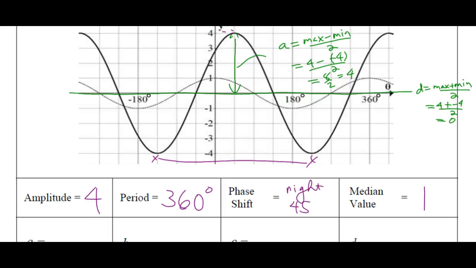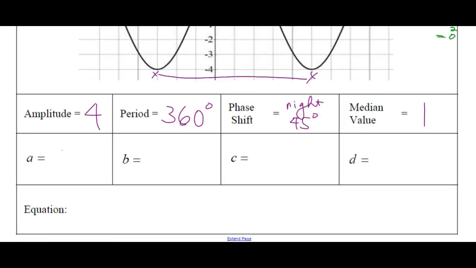For a sine curve, I need to go to the midline. So on the y-axis midline, look. As a sine curve, this is where it would start, so as a sine curve it shifted left 45. Now, as a sine curve, is the amplitude the same? The midline the same? Is the period the same? What's the only difference between sine and cosine? Phase shift, right?